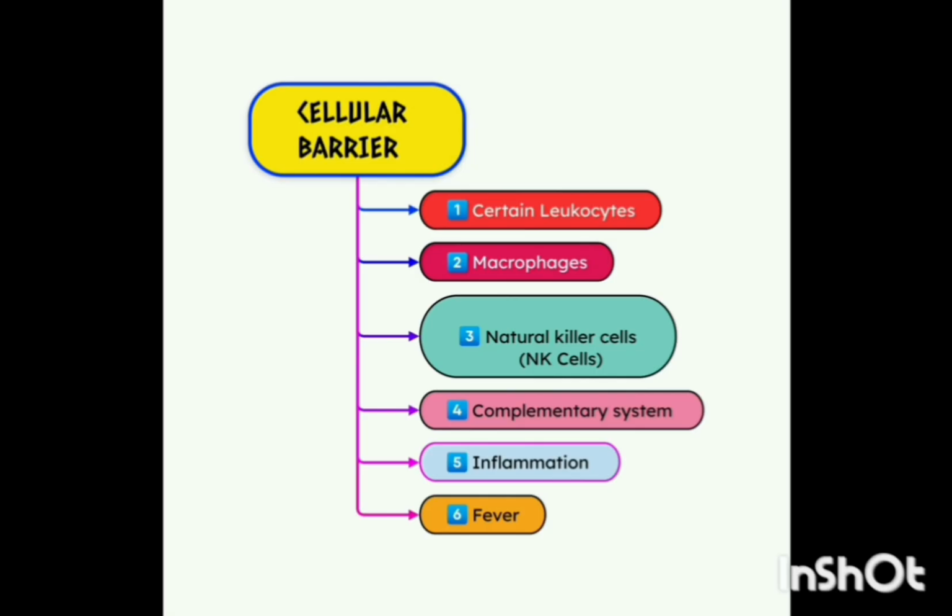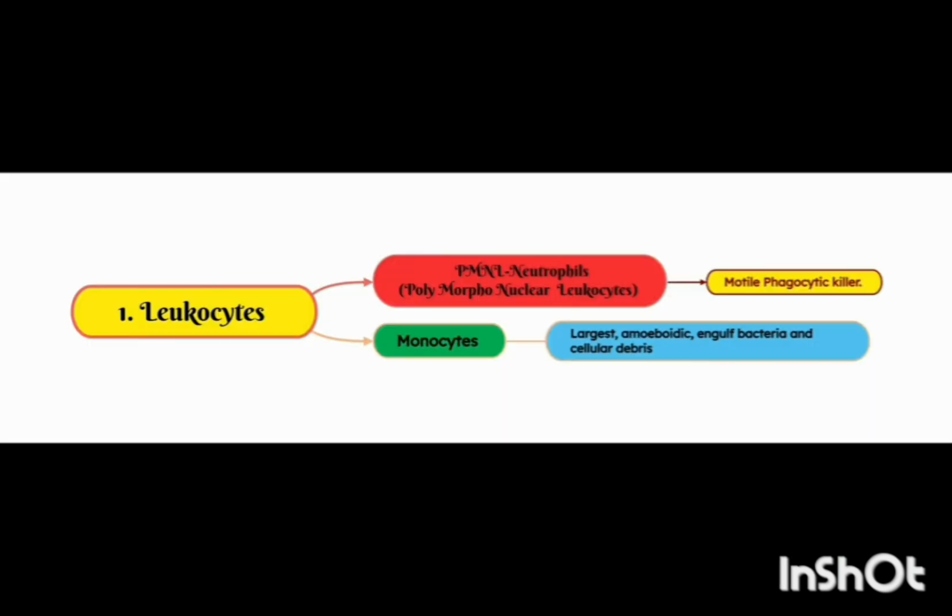Next is cellular barrier. Certain leukocytes, macrophages, natural killer cells, complement system, inflammation, and fever. These are the components of cellular barrier. Now let us discuss the cellular barrier one by one. So very first is leukocytes. Leukocytes are of two major types. Number one is PMNL, neutrophils, that is polymorphonuclear leukocytes, because they have a multi-lobed nucleus. They are motile and phagocytic killers. And next is monocytes, which are the largest, amoeboid, and engulf bacteria and cellular debris. So this is what leukocytes are.